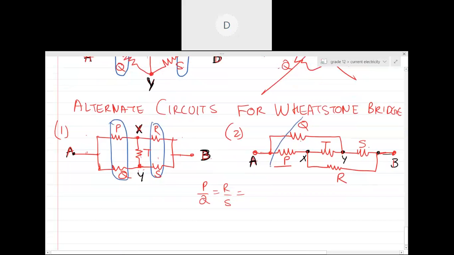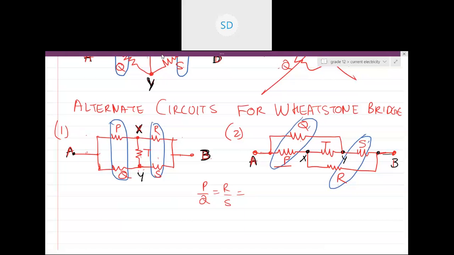Here you will read it like this: Q by P equals S by R. Is it one and the same thing? Yes, sir. Q by P equals S by R, one and the same thing. You can read it like this or like this. It's up to you.